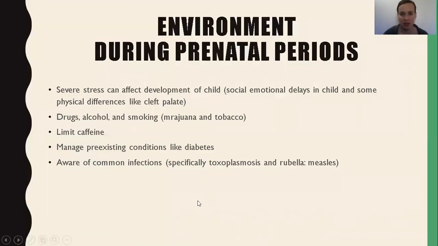So then our environment during the prenatal period. And this is where we are probably wanting to look at it through the pre-seed, post-seed model. And how can we affect healthy pregnancy outcomes for women by looking at their environment? So we know that severe stress can affect the development of the child, and specifically social and emotional delays in the child, and even some physical differences like a cleft palate.